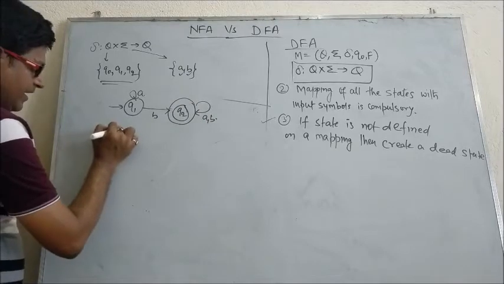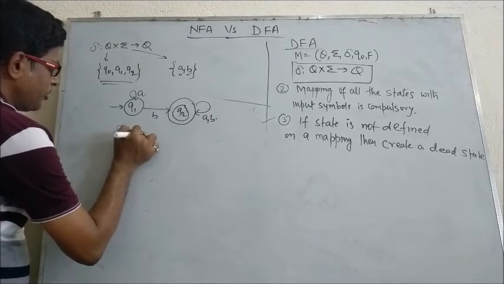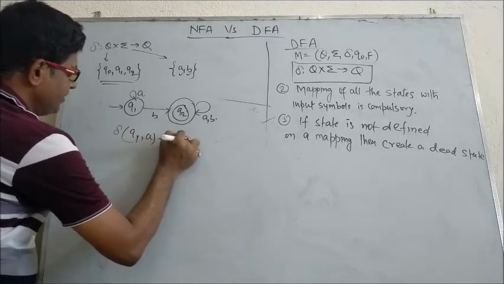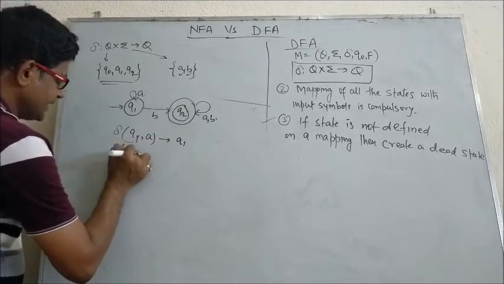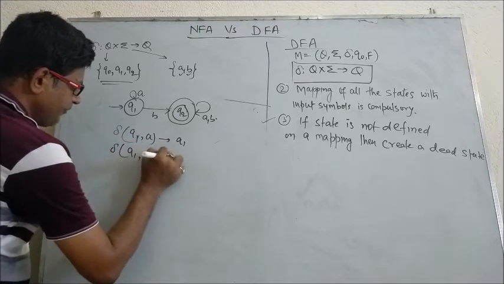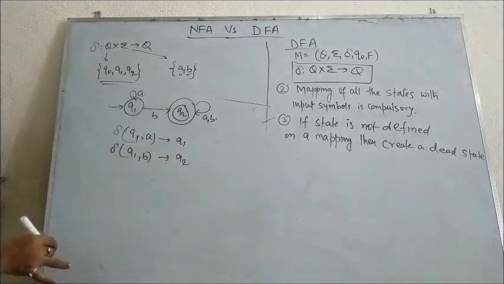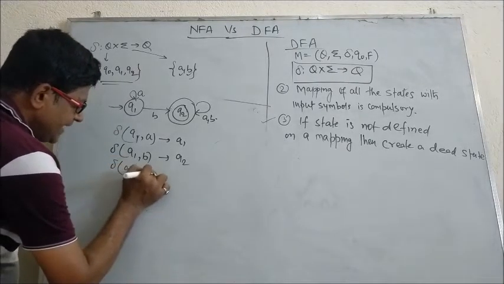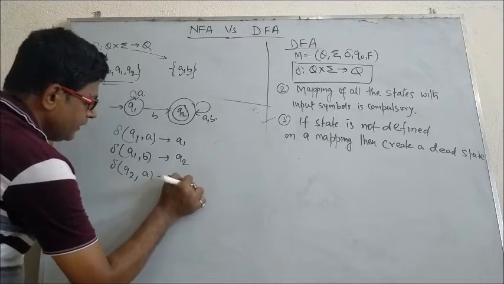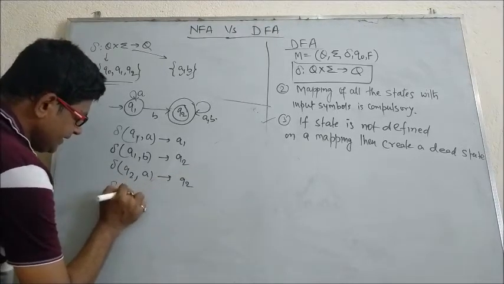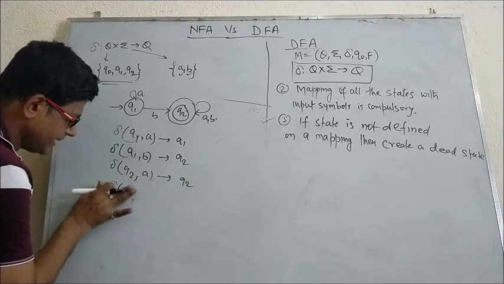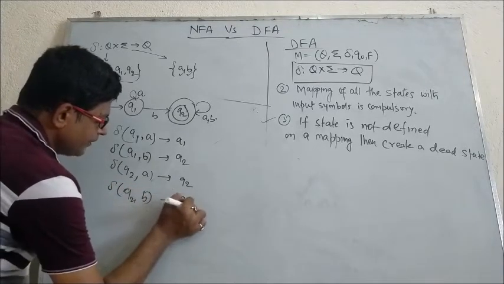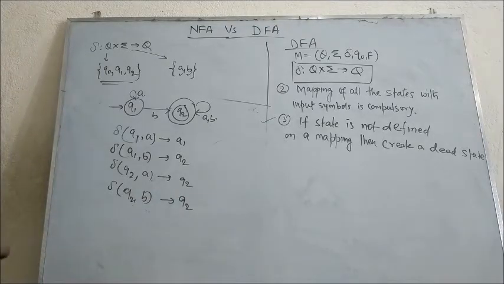So let's take the first one, Q1. When A is given on Q1, we will reach Q1. Next, when B is given on Q1, we will reach Q2, correct? Okay, fine. For the transition function, when A is given on Q2, we will reach Q2, and on Q2, when B is given, we will reach Q2 itself.